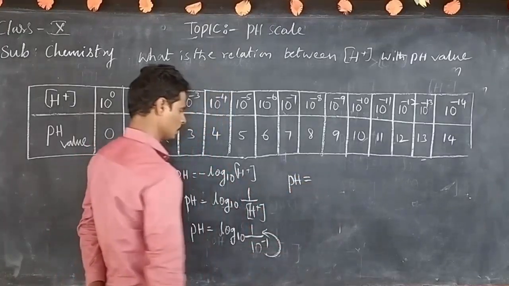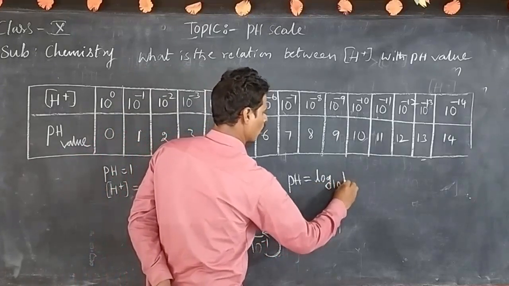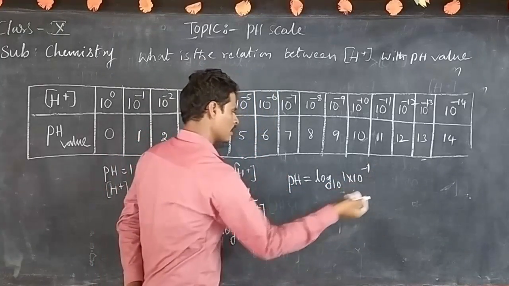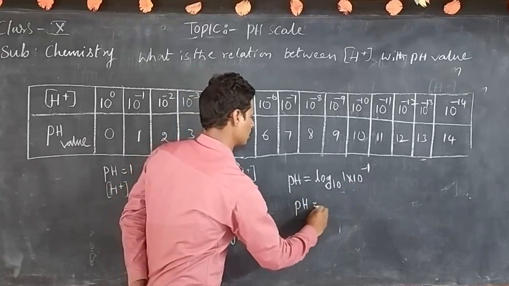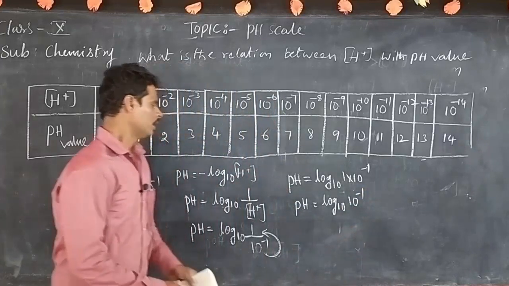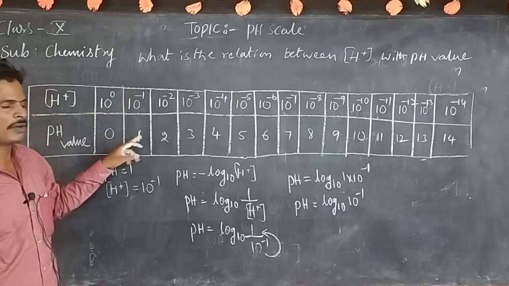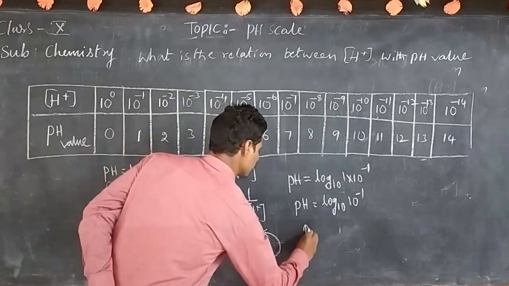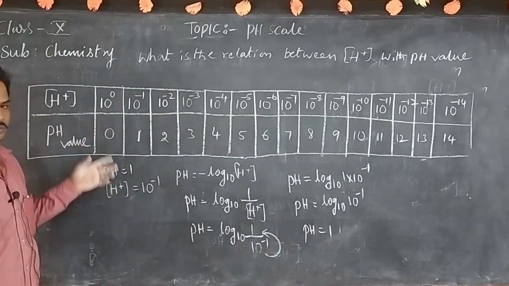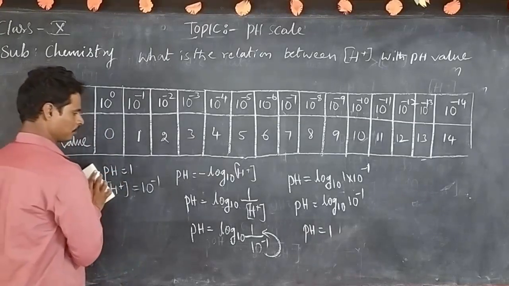pH equals log 10 of 1 into 10 to the power minus 1, so 1 into 10 to the power minus 1 is 10 to the power minus 1. pH equals log 10 of 10 to the power minus 1. Now here observe, H plus ion concentration 10 to the power minus 1 is there. What is the pH value? 1. So this is the relation, how to calculate the pH value by using our H plus ion concentration.